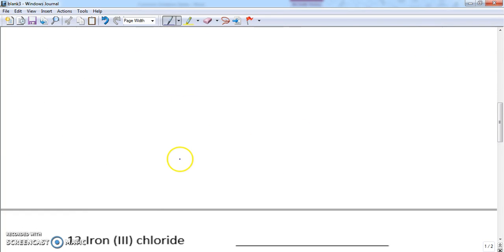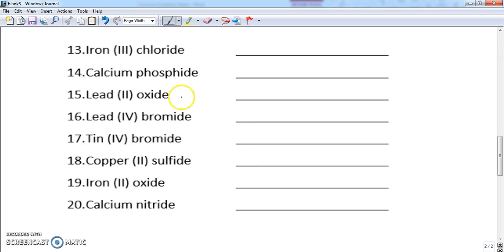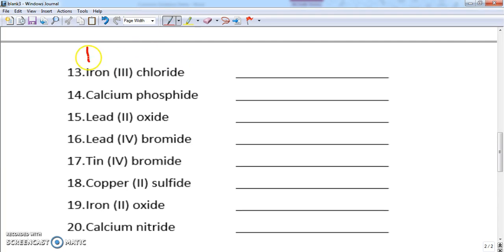But I want to talk about the crisscross method. Real quick, the crisscross method is a pretty simple way to do it. If we take something that gives us the IUPAC name, remember that these are the IUPAC names. If we have the IUPAC name here, I want the formula over here. I want the formula.